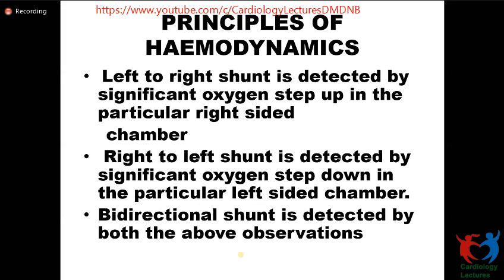A left to right shunt is detected by a significant oxygen step up in the particular right side chamber. If you find an oxygen step up in the right atrium, you know that oxygenated blood is reaching the right atrium. Similarly, it can happen in the right ventricle or in the pulmonary artery. What is the level you consider as abnormal for detecting a shunt lesion, for oxygen step up at right atrium? Any one of you?